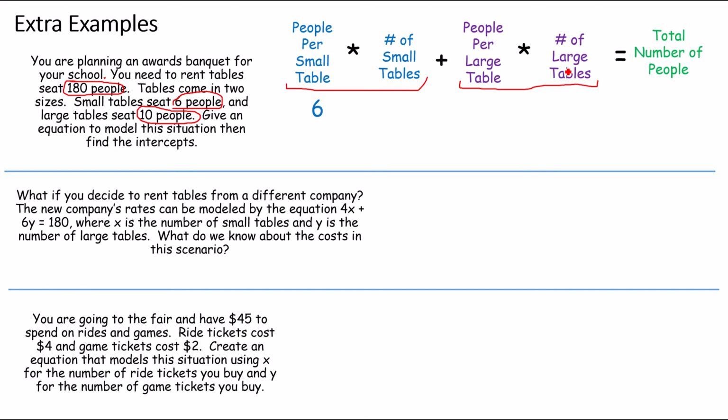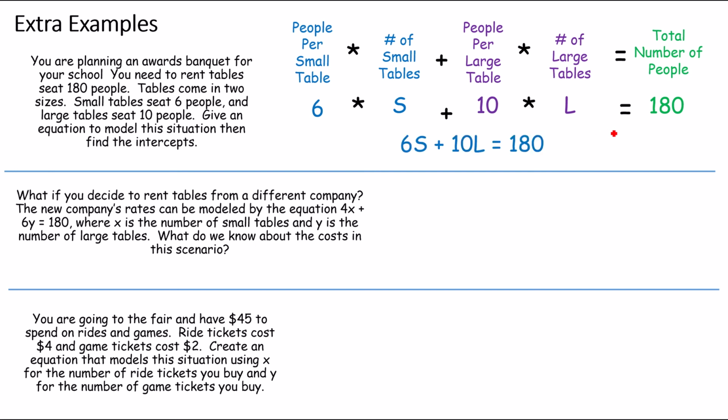Let's fill that in. I know it's 6 people per small table times the number of small tables. Let's use an S there. I also know it's 10 people per large table times the number of large tables, that's 10L, equals my total. And of course, now I can fill it back in. Erase my ink so you can see it a little better. There you go. 6 times S plus 10 times L will equal 180, or if you want to write that more neatly, 6S plus 10L equals 180.